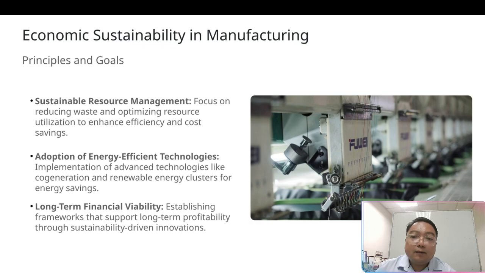Adaptation of energy efficiency technology: implementation of advanced technology like cogeneration and renewable energy clusters for energy saving. And long-term financial viability: establishing frameworks that support long-term profitability through sustainability-driven innovations.